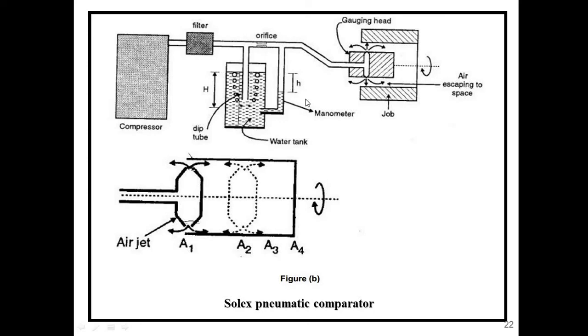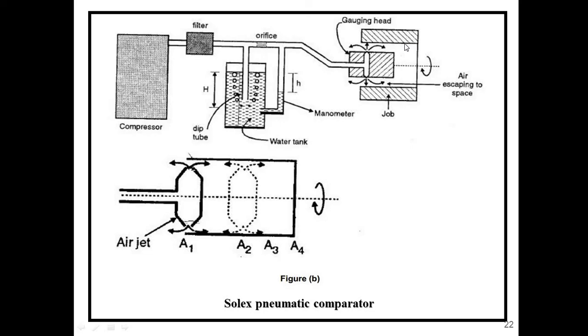If no change is observed in the reading, it means that at every position this gap is constant. This gap being constant means the internal diameter is okay at all positions. That's why the hole is concentric. So that kind of characteristic can be found out.